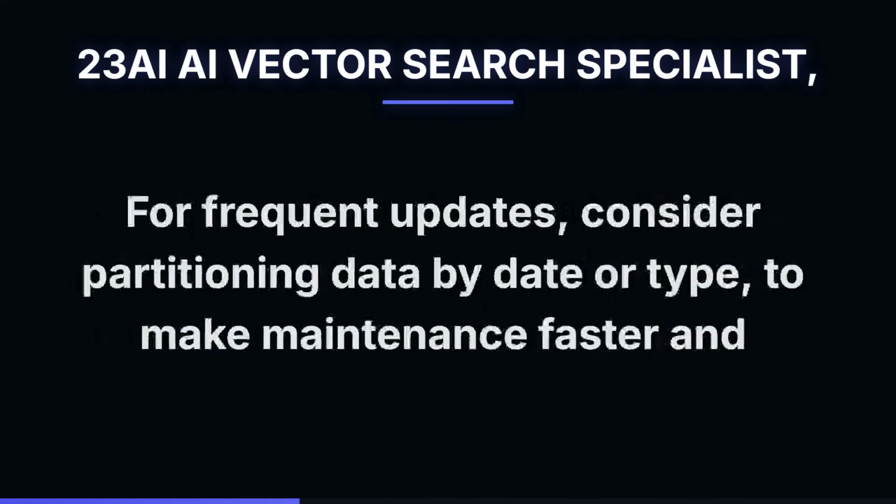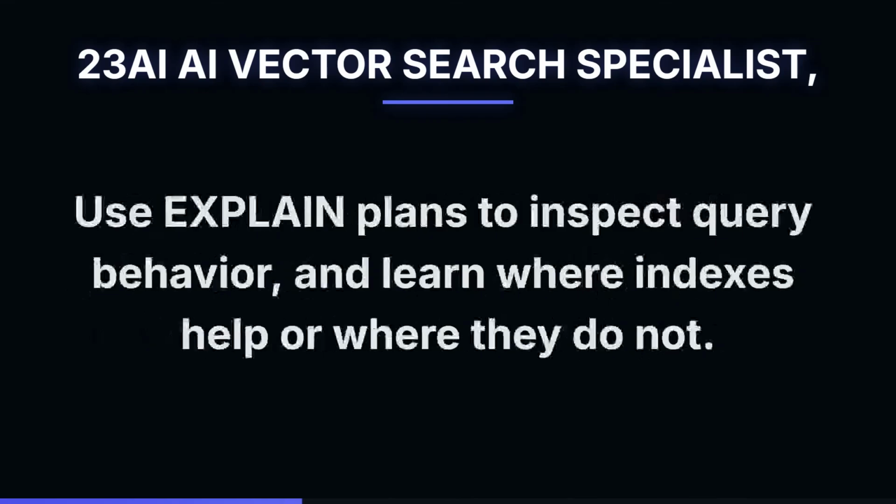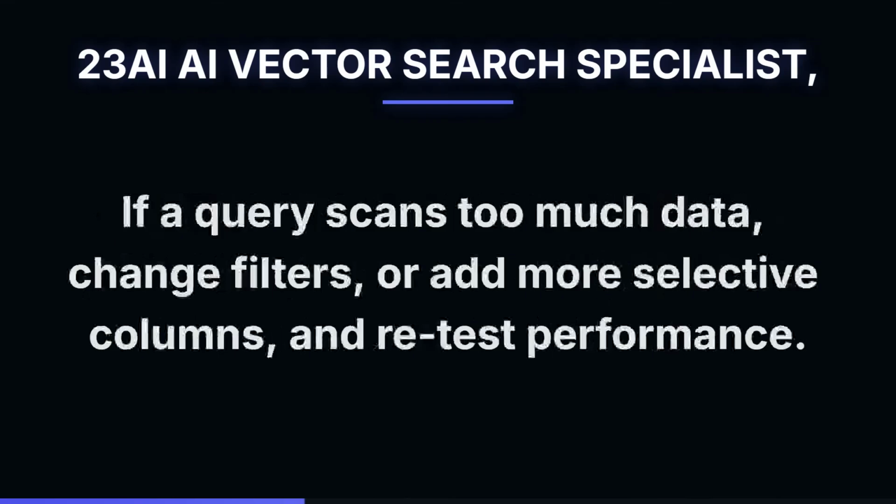For frequent updates, consider partitioning data by date or type to make maintenance faster and cheaper. Use explain plans to inspect query behavior and learn where indexes help or where they do not. If a query scans too much data, change filters, or add more selective columns, and retest performance.